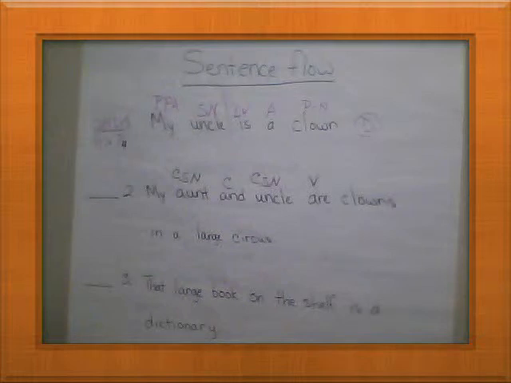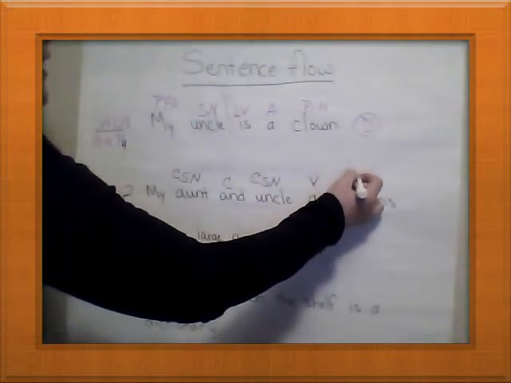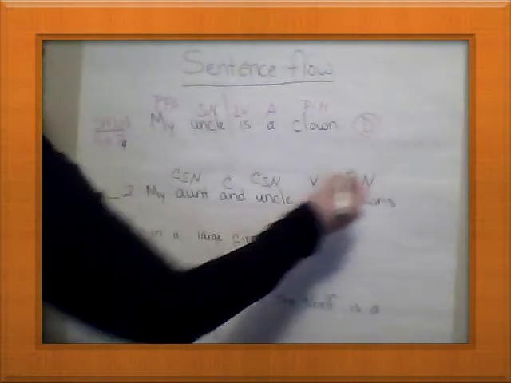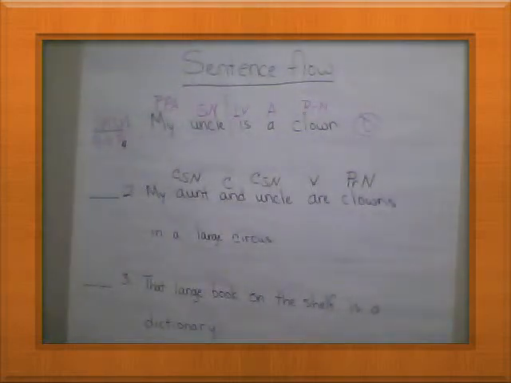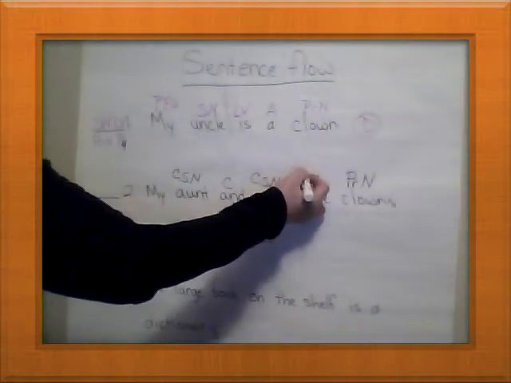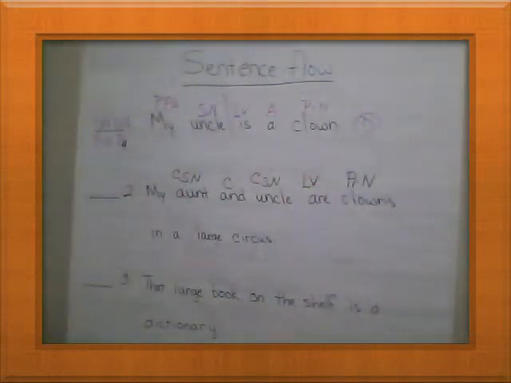My aunt and uncle are whom? Clowns. Verify the noun. Does clowns mean the same thing as aunt and uncle? This time our answer is yes. I'm going to add P-R-N to clowns because it is in the predicate and it is a noun. We're going to go back to the verb and add L for linking. It's not action, it's linking.